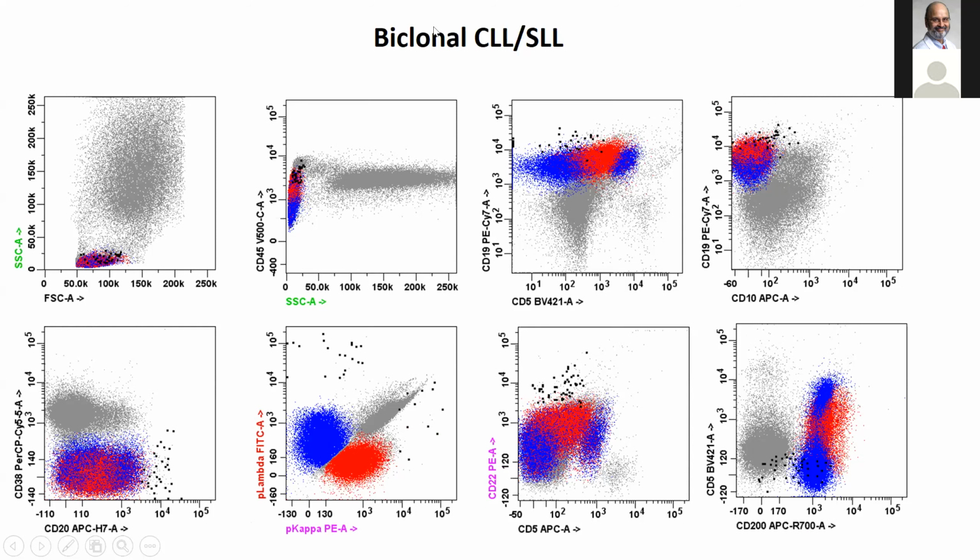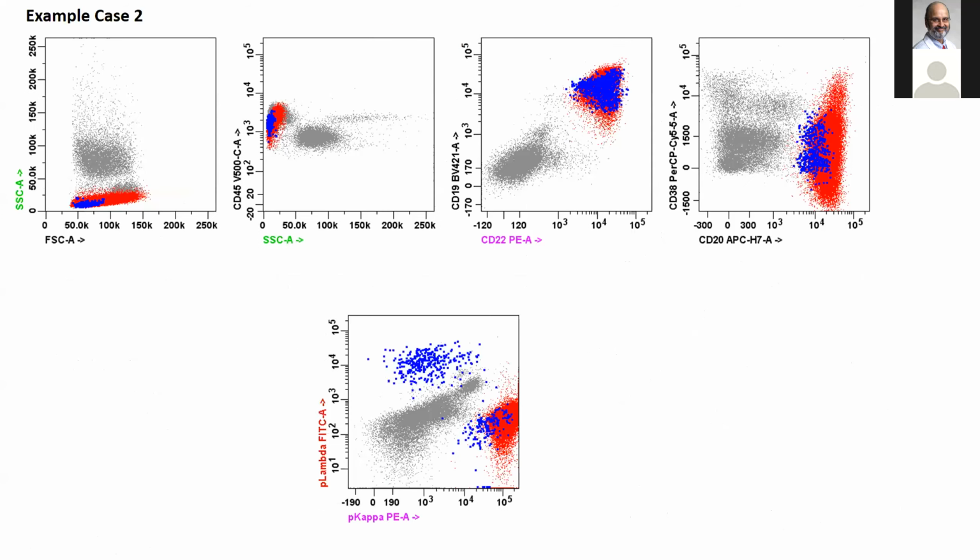Okay. So anyhow, that turned out to be chronic lymphocytic leukemia, small lymphocytic lymphoma. This is real important to recognize, that you can get these biclonal types of CLL, SLL, so that you don't miss them and just think that they're reactive polyclonal B cells.